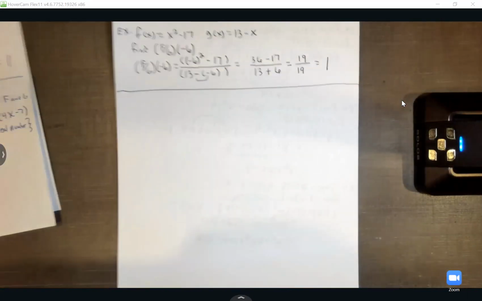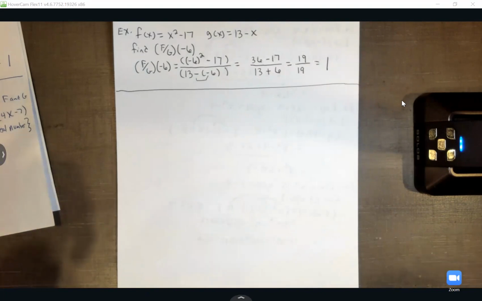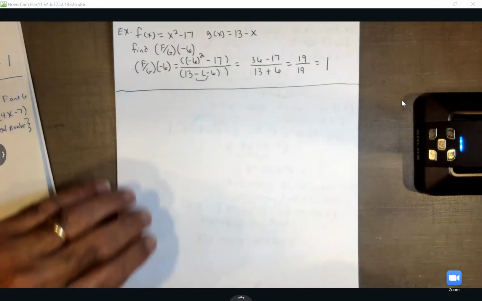So those aren't too bad. Just keep up with the order of operations when you're playing with these. Functions are designed so that you have to work inside those parentheses before you can come out and do that main operation on them.